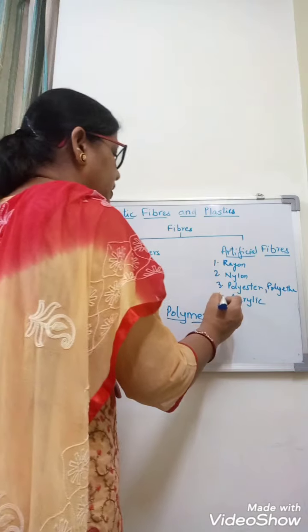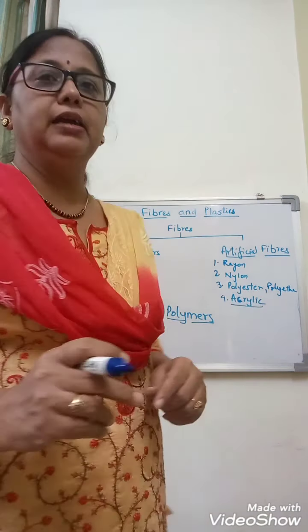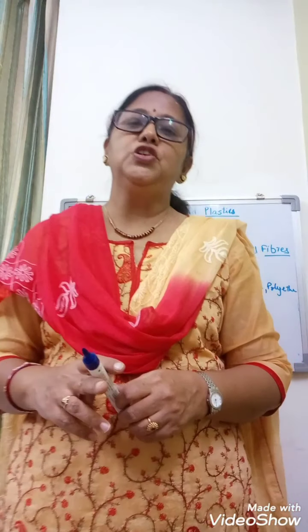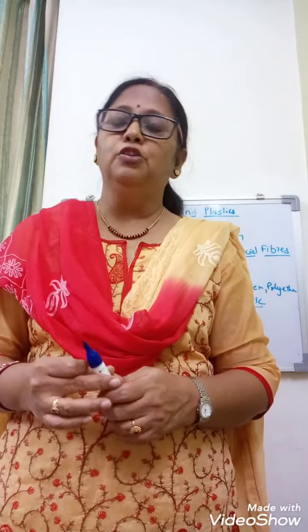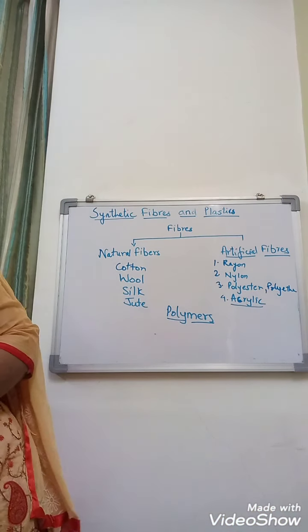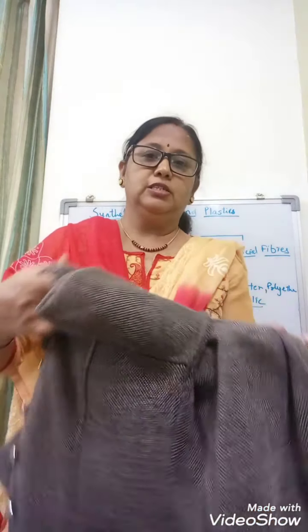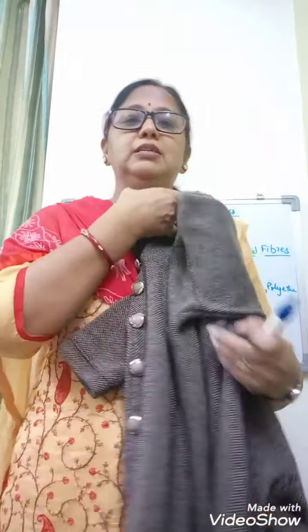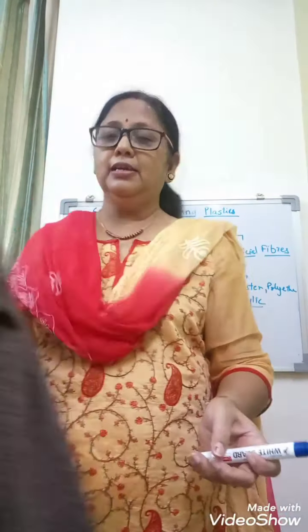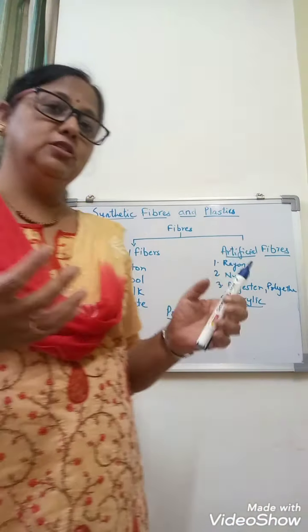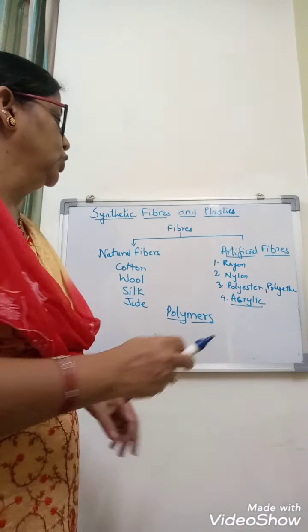And the next one is acrylic. Acrylic is again an artificial fiber or synthetic fiber which is like wool. Although wool is very costly, you must be using woolen garments made from acrylic. Acrylic is a very sturdy and long lasting fiber, so it is very useful to us.